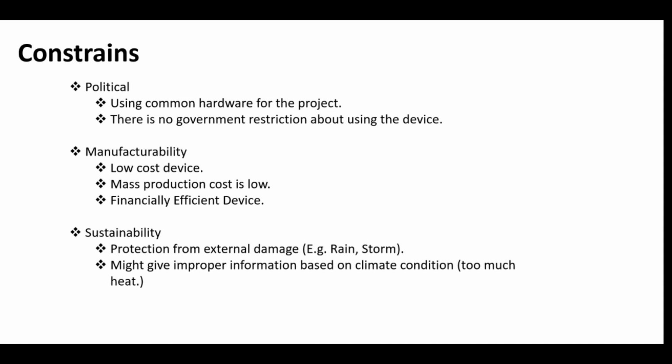And for sustainability, the main device will be protected by a PVC pipe which will help it from getting any kind of external damage from rain and storm. And it also might give improper information based on climate condition, like if the temperature is too high, the hardware device might work differently.